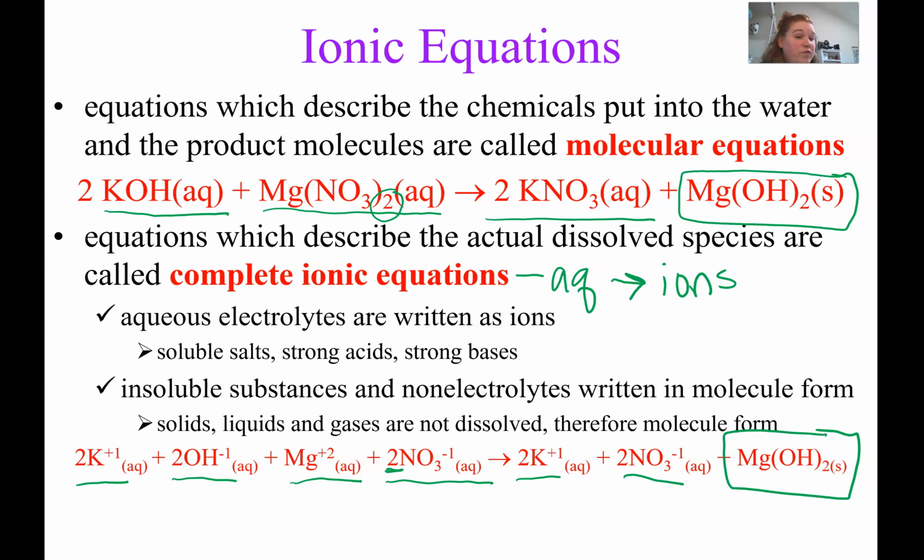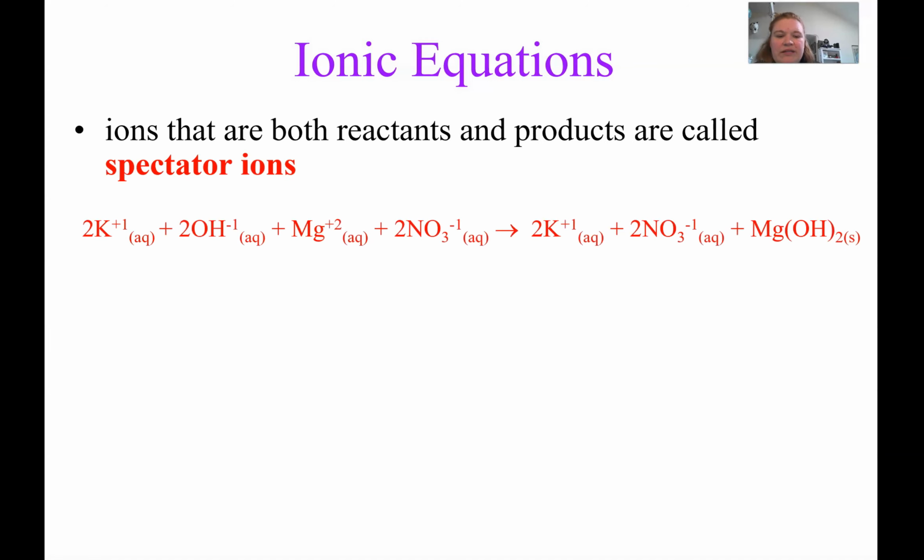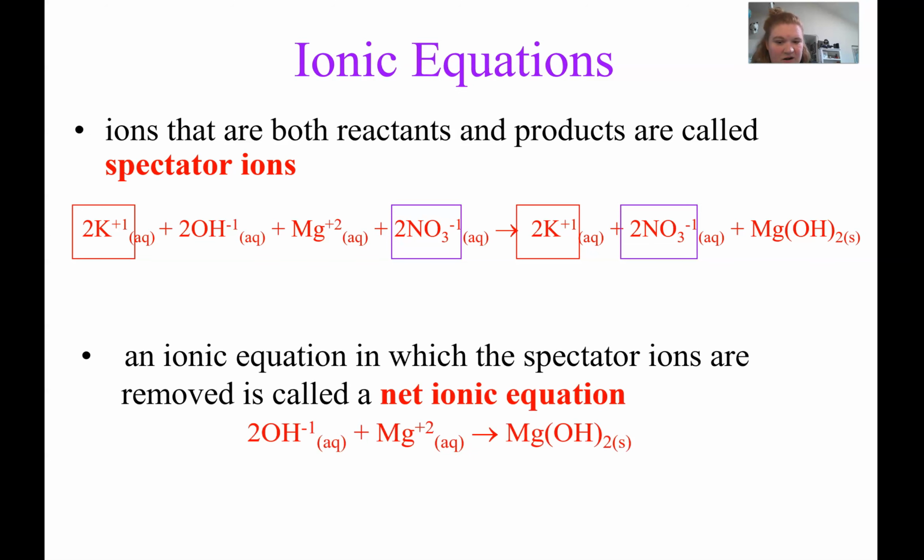Now this is a very full report of what's happening, but we have one more way to do it. When we look at this big long equation, there's some items on the left and the right hand side that exist on both sides. For example, potassium and nitrate. These are called spectator ions. And if we remove those spectator ions, we get our final type of equation, which is called the net ionic equation. And so this is showing how that solid is being formed without those spectator ions in it.